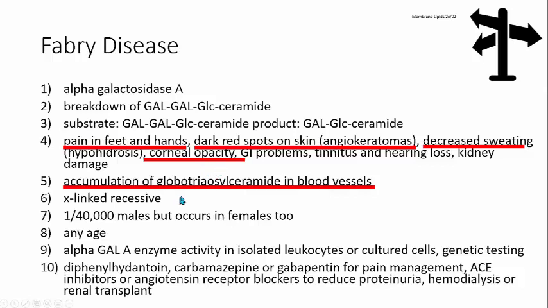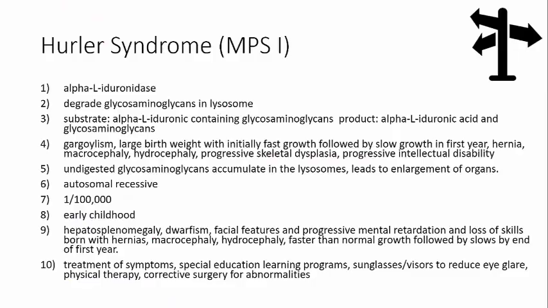They get the accumulation of the globulotriacyl cerebroside in their blood vessels. These accumulations can be extremely large. This is, again, a relatively common disease amongst men. Of course, because it's X-linked recessive, it is not as common in women, but it does occur in women as well. Next, we move on to Hurler syndrome.